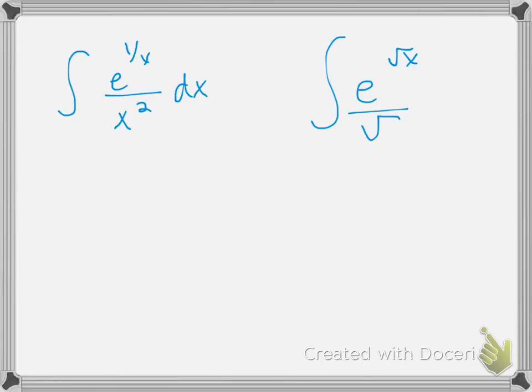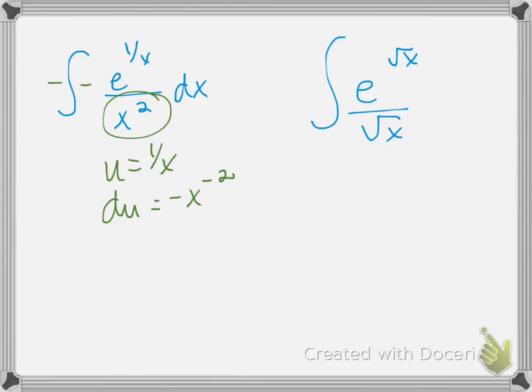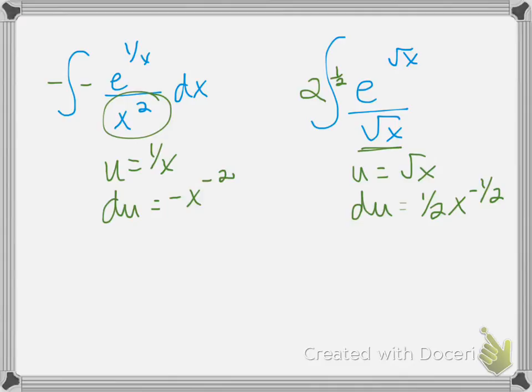Alright, 2 more. They're very, very similar, but they always seem to mess everybody up. On both of these problems, u substitution is how you should solve it. On this one, u is going to be 1 over x, and du is negative x to the negative 2, and that's nice because all you're missing is a negative. Over here, the u is again going to be the power. Du would be 1/2 x to the negative 1/2. That is x to the negative 1/2 since it's on the bottom. So all I'm missing is a half, which means there would be a 2 outside.